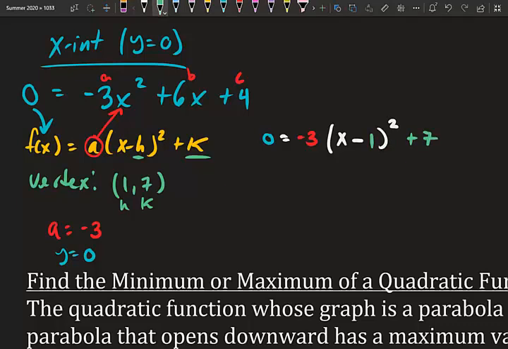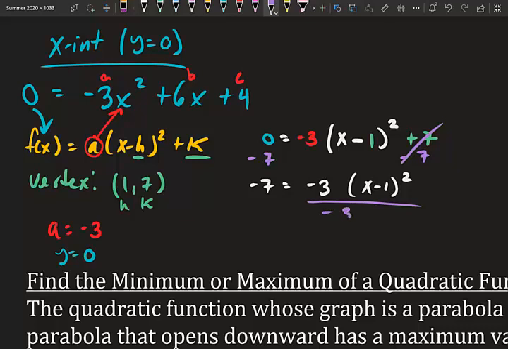This is much easier to solve than using the quadratic formula, because all I have to do is subtract 7 to both sides. So we have negative 7 equals negative 3 times x minus 1 squared. Go ahead and divide by negative 3. So we're left with 7 over 3 equals x minus 1 squared. Now we can take the square root of both sides.